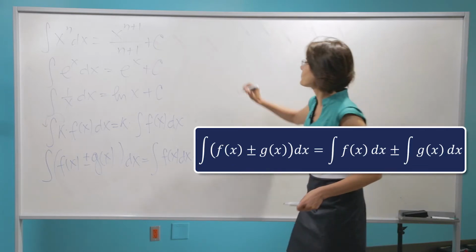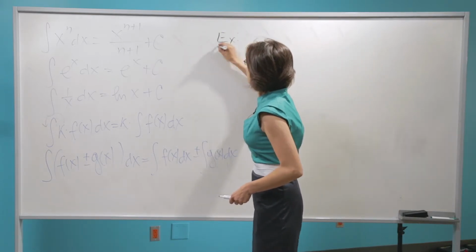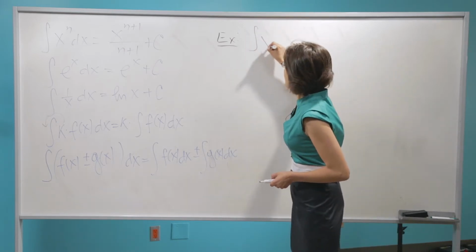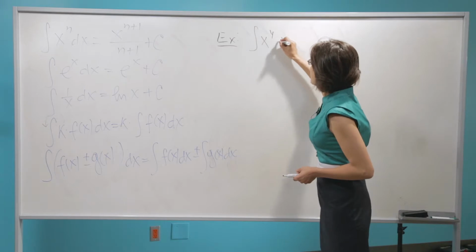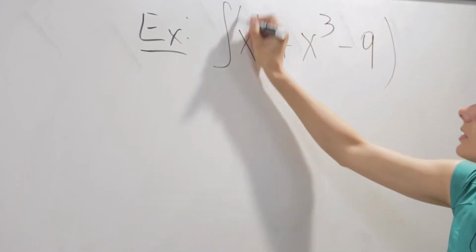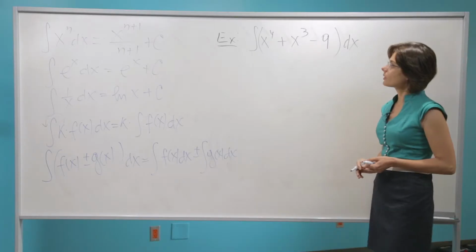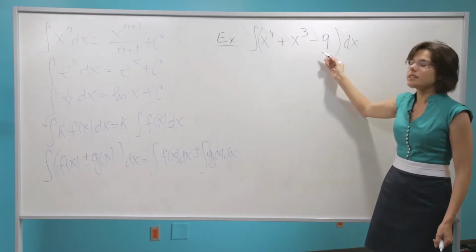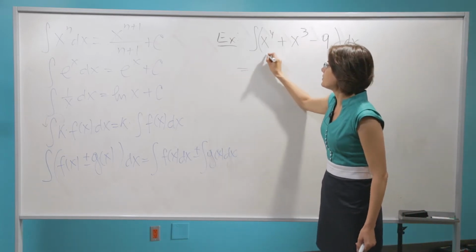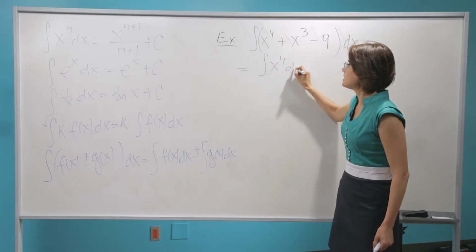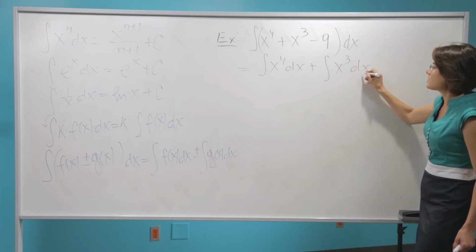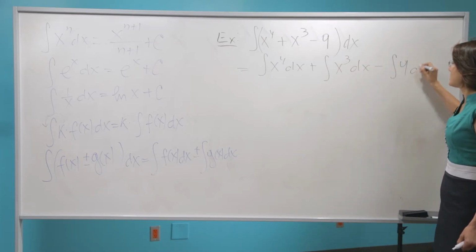Let us practice now. Let us integrate the following function. The integral of x to the power of 4 plus x cubed minus 9 dx. I have a sum and difference of three functions here, so I can split them into three integrals. So I have the integral of x to the 4 dx plus the integral of x cubed dx minus the integral of 9 dx.